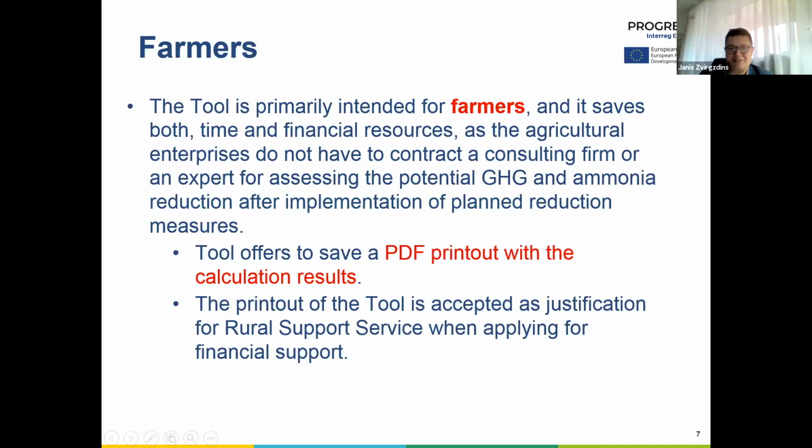And yeah, as I mentioned before, this tool is primarily intended for the farmers, and for them it saves both time and financial resources, as agricultural enterprises do not have to contract a consulting firm or an expert for assessing the potential greenhouse gas and ammonia reduction after the implementation of planned reduction measures. This tool offers to save the PDF printout with the calculation results at the end of the calculation.